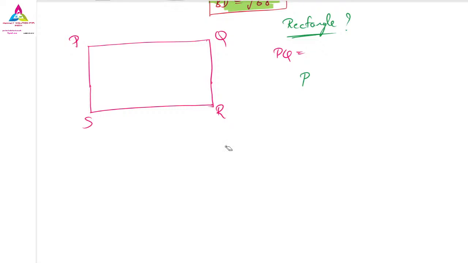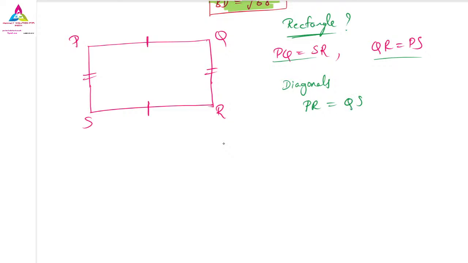If they ask you to find a rectangle, we have to find that opposite sides are equal. This PQ is equal to SR, and also we have to check that QR is equal to PS. That is, we have to prove the opposite sides are equal. If you prove this, that is not the end. We have to go through the diagonals also, because they have asked about the rectangle. That is nothing but PR equals QS. That is also most important to find when they ask you about a rectangle.